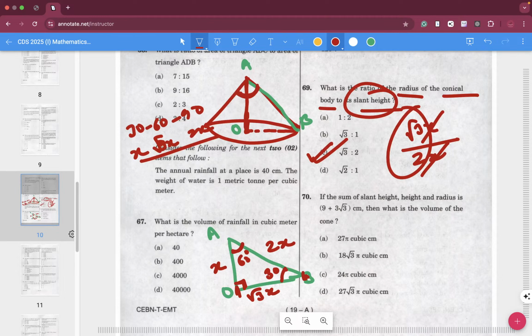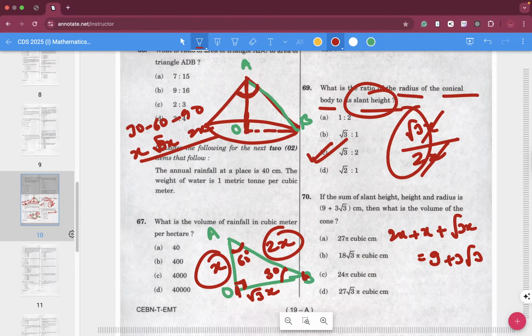This is 9 plus 3 root 3. That is what they are saying: if the sum of the slant height, which is 2x, plus the radius, which is root 3x, is given as 9 plus 3 root 3, right? Is that what they are saying?